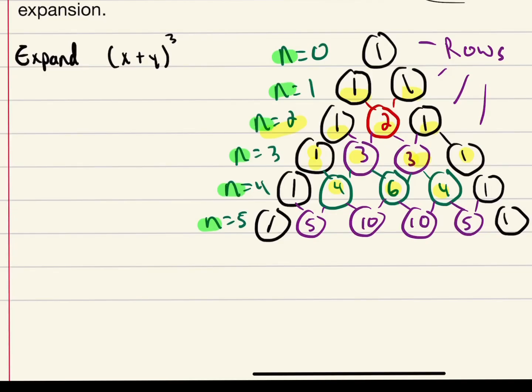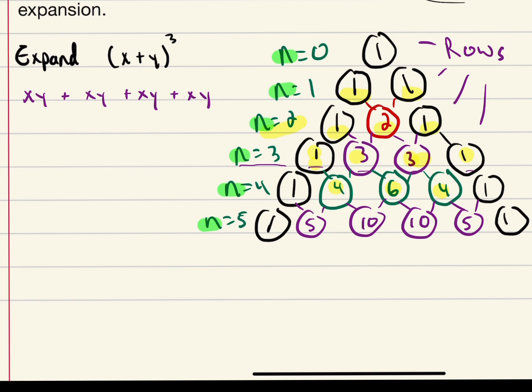So let's say I'm asked to expand (x + y) to the 3. Well, what I can do is go right to the 4th row, where we can see that it corresponds to the degree 3. And I can see that there are 1, 2, 3, 4 terms. So I'm going to write xy plus xy plus xy plus xy, 4 times.